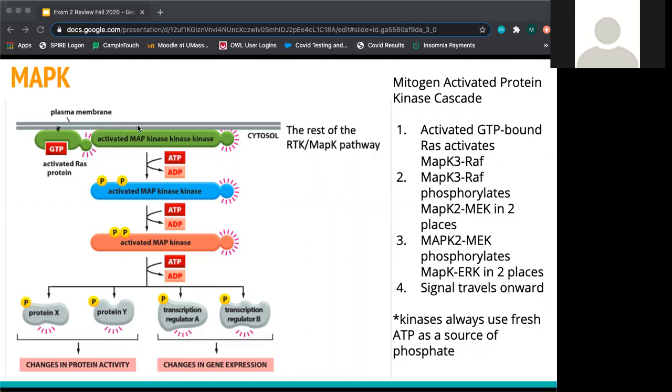Your MAPK cascade, that's your mitogen activated protein kinase.